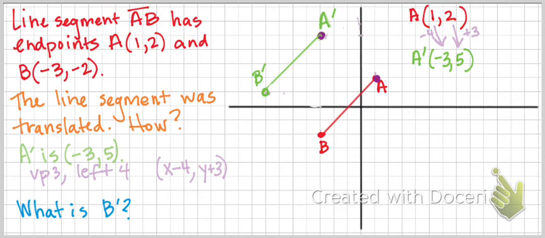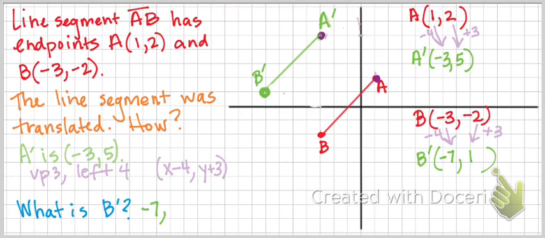So our original B coordinate is (-3, -2). And then remember, how do we get to our B prime? We are subtracting 4 from our x-coordinate, and we're adding 3 to our y-coordinate. So -3 minus 4 is -7. That's our new x-coordinate. And -2 plus 3 is +1. Which, if you look at this point here, you see that we're going over -7 and up 1.